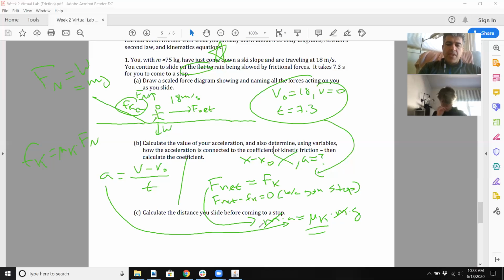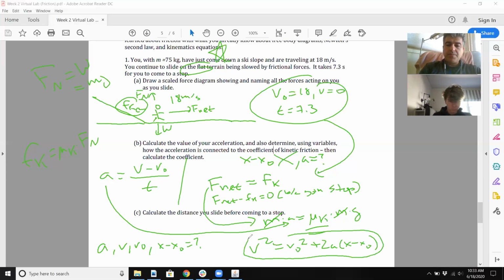And then calculate the distance the slide travels before coming to a stop. Once you have your acceleration, you can use your A value, V and V0, and solve for that. Remember, the formula for that one's going to be... I've given you the equations that you'll need to use.